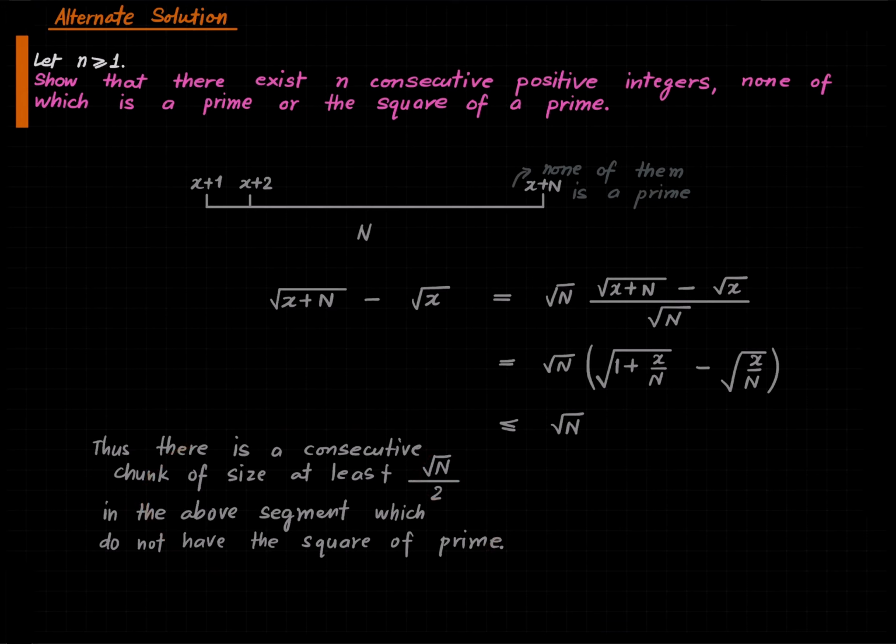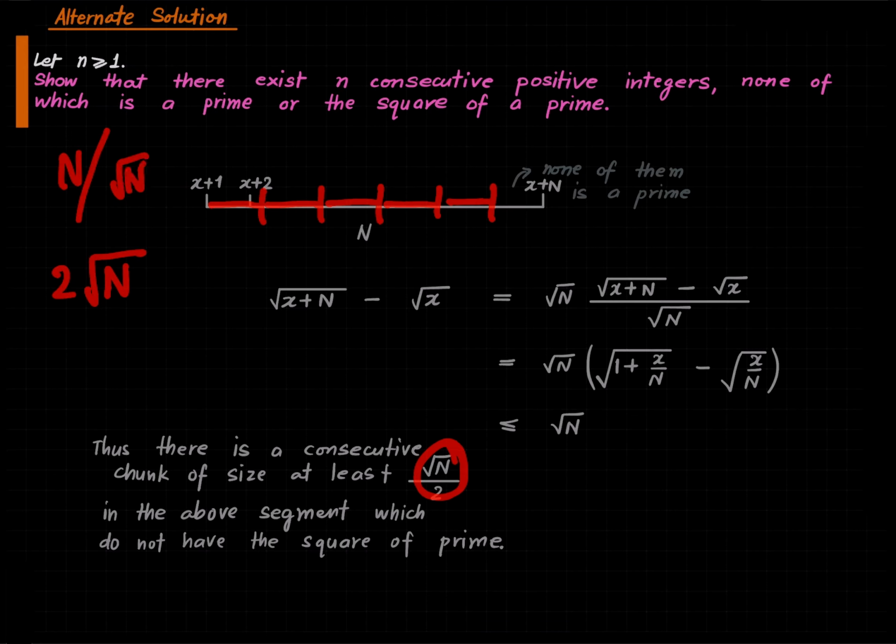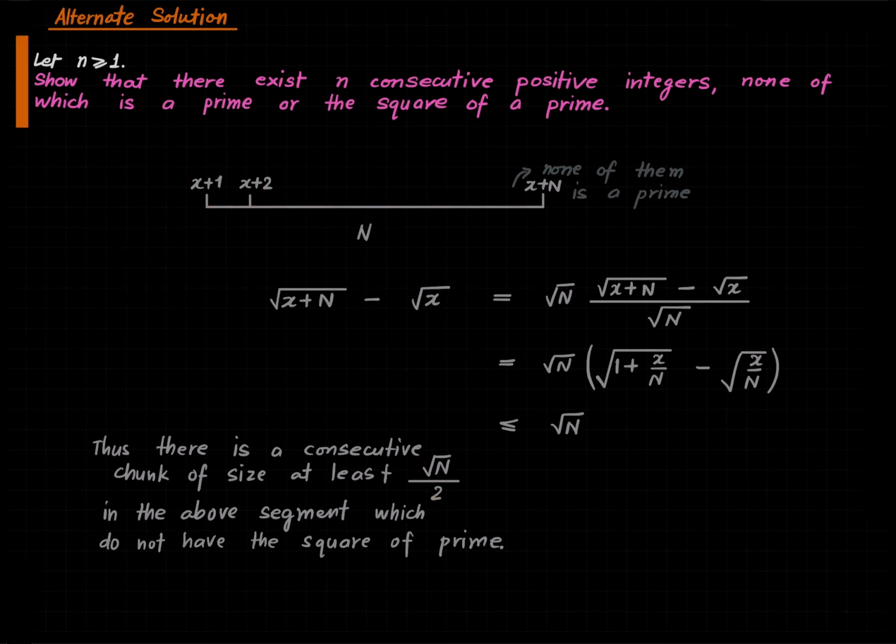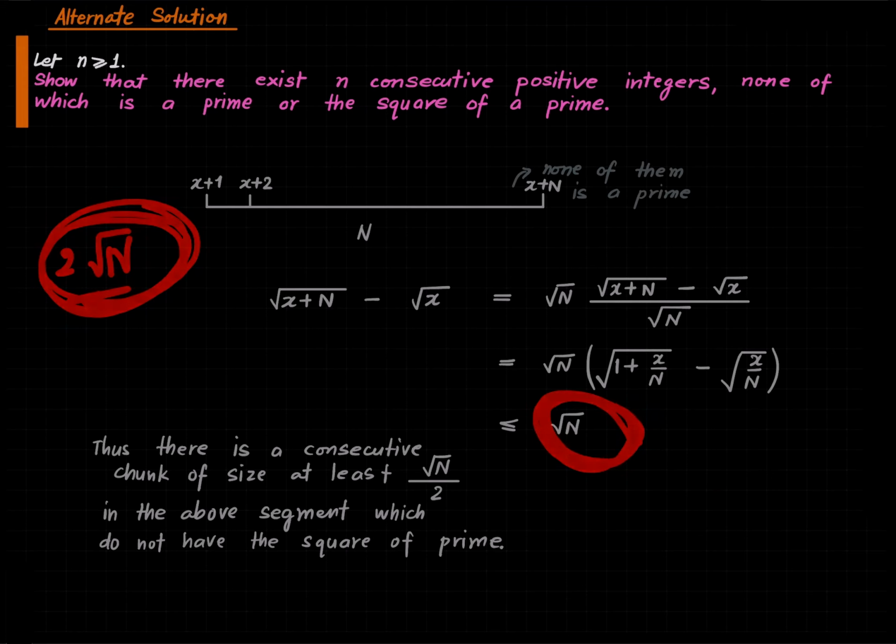Well, if every chunk of this length had a perfect square, then you partition this thing into chunks of size root N by 2. How many such chunks are there? There are at least 2 root N such chunks, right? N divided by root N by 2. At least those many chunks are there. The only problem is that these are integers, so there is some plus minus 1 business. But anyway, roughly there are going to be 2 root N chunks. And if every chunk contains a perfect square, there would be at least so many perfect squares, but we already have bounded the number of perfect squares by this number.